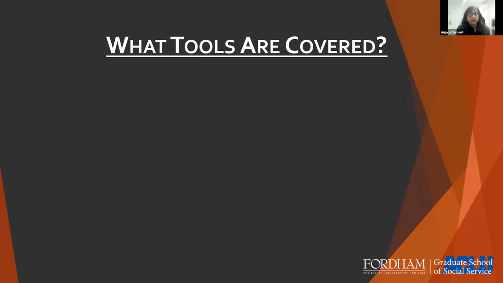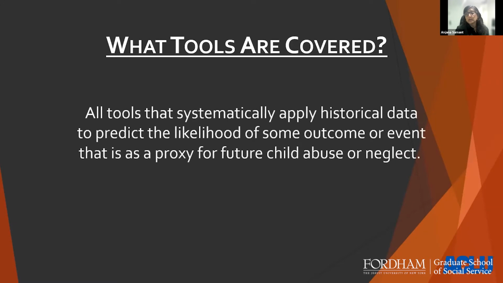So it turns out, in terms of what tools are covered in the report, that there are a lot of tools out there that involve looking into the past for patterns and applying them to present cases. As a result, we focused on one category of these tools, namely all those that systematically apply historical data to predict on an individual or geographic basis the likelihood of some outcome or event that is a proxy for future child abuse or neglect. And we have some illustrations coming, so that will make more sense.